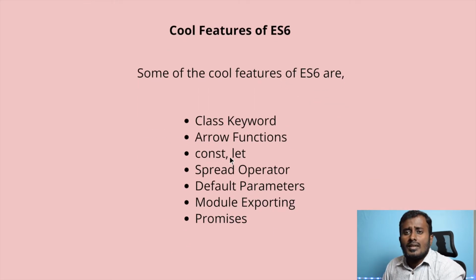Now let's look into some of the awesome features of ES6 when compared to ES5. These are some of the important features of ES6. It has the class keyword, arrow functions, const and let, which give you a powerful block scope, and then the spread operator, default parameters for functions, exporting a module, promises. We are not going deeper into these concepts, because I'll be posting a separate video for each and every feature of ES6. But right now, just have a fair understanding that ES6 has a lot of cool features when compared to ES5. That's why ES6 is powerful.